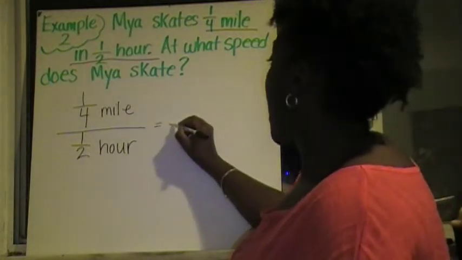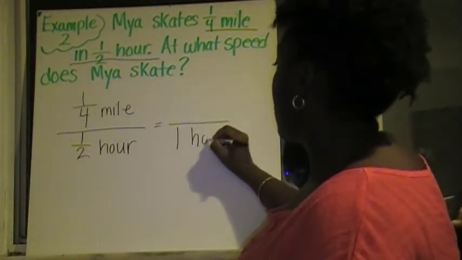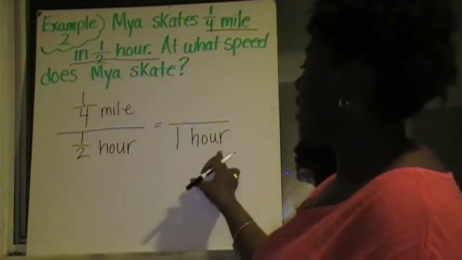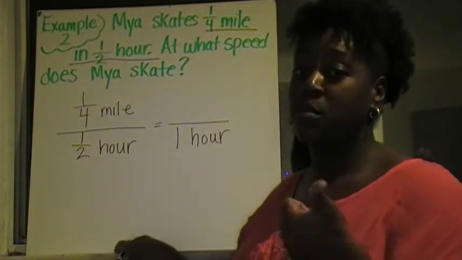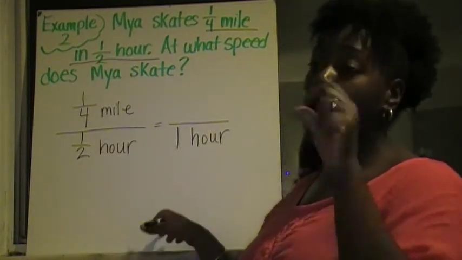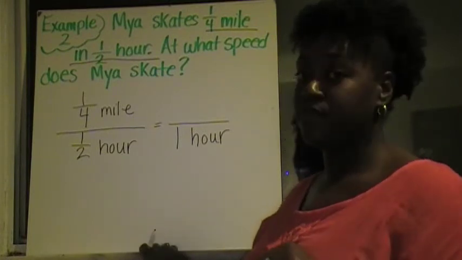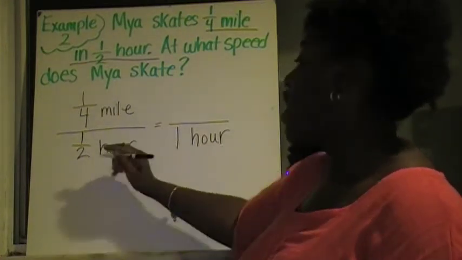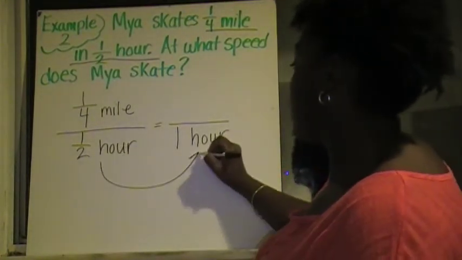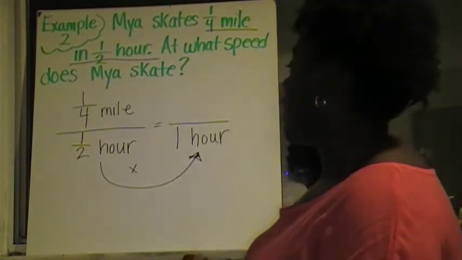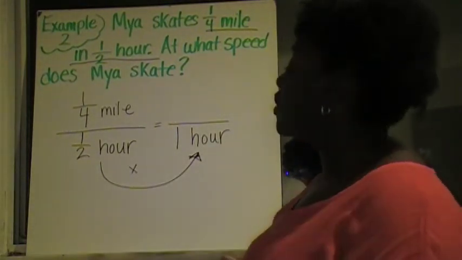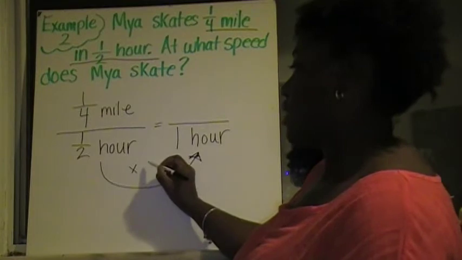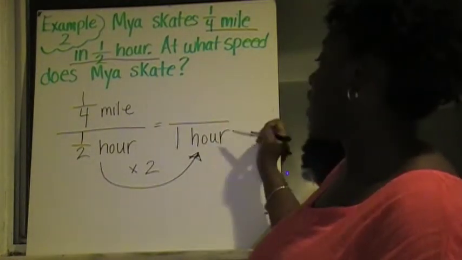So I'm looking for how far does she go in 1 hour. So if I look at 1/2 and I look at this 1, am I scaling up where the number is getting larger, or am I scaling down when the number gets smaller? I am scaling up because 1 is going to be bigger than 1/2. So 1/2 times something is going to be 1. So what number can I multiply by 1/2 to get to 1?